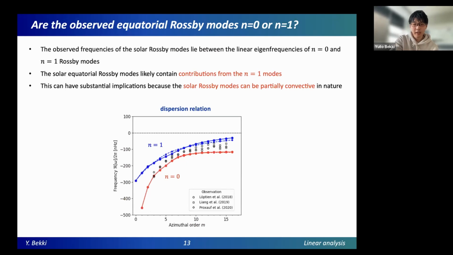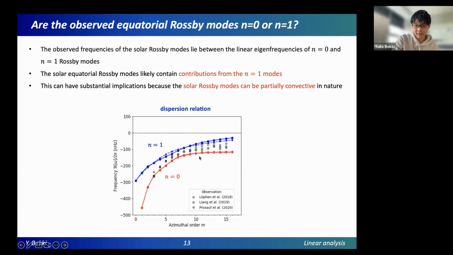The question that comes up in our mind is: are the observed equatorial Rossby modes on the sun n equal 0 or n equal 1? Here I show the dispersion relation plot of the n equal 0 mode in red and the n equal 1 modes in blue for the realistic model, including the differential rotation, viscosity, and so on.